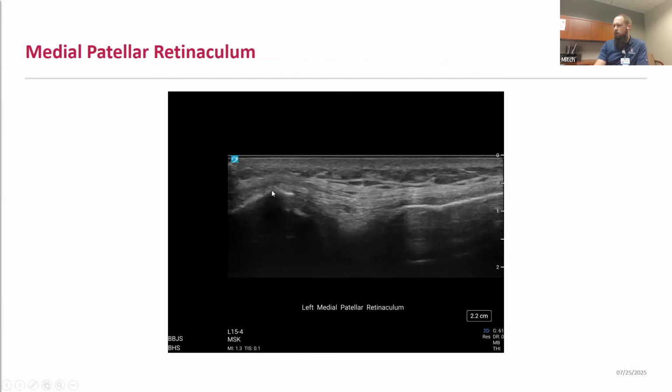Here on the screen, we're looking at the patella here on the left side of the screen, and then the femur here on the right, with this thin band of fibrous tissue coming down and inserting. At this area, you can also look at the medial joint recess and sometimes identify evidence of effusion present in this area.